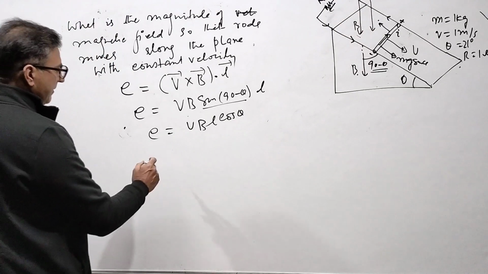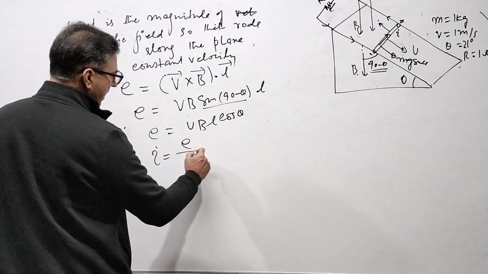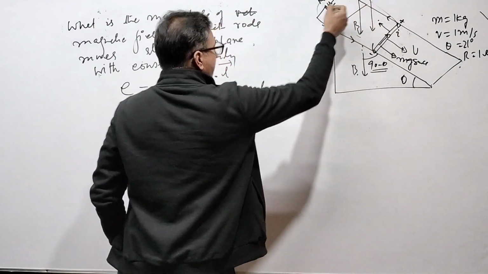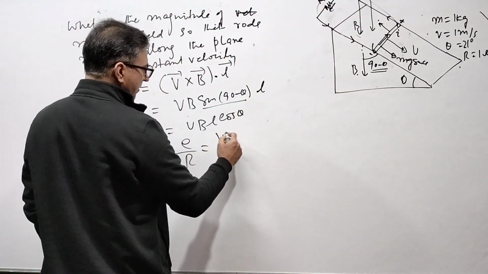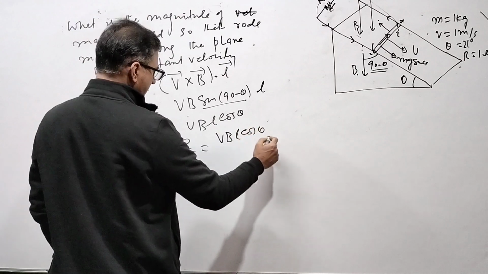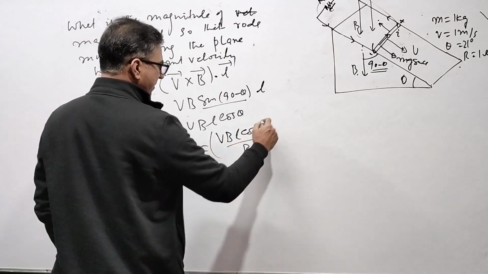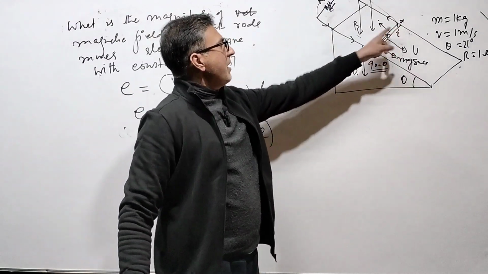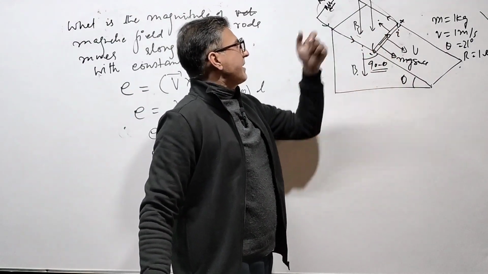Now what is current? Current is equal to E by R. Induced EMF, it sends current like this by R. So it is VBL cos theta by R. ये है हमारा करंट. And this current passes through this conductor. Now it is a current carrying conductor in the magnetic field.